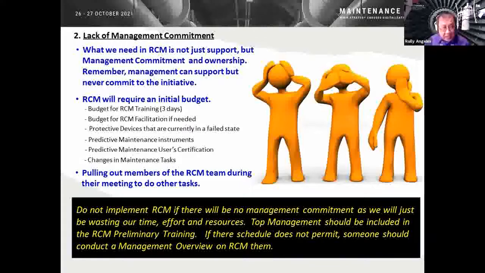So whenever there is a training, for example, you initiate an RCM training, include your management in the training. If the schedule will not permit, I recommend that someone provide a management overview, so that you can speak the same language.